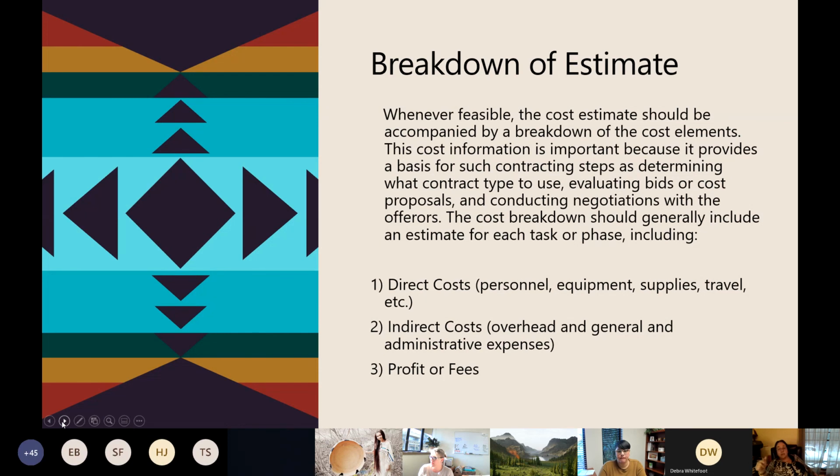Whenever feasible, the cost estimate should be accompanied by a breakdown of your cost elements. The cost information is important because it provides a basis for contracting steps such as determining what contract type to use, evaluating bids, cost proposals, and conducting negotiations with your offerors. The cost breakdown should generally include an estimate for each task or phase, including your direct cost: personnel, equipment, supplies, travel; your indirect cost: overhead, general and administrative expenses; and profit and fees.